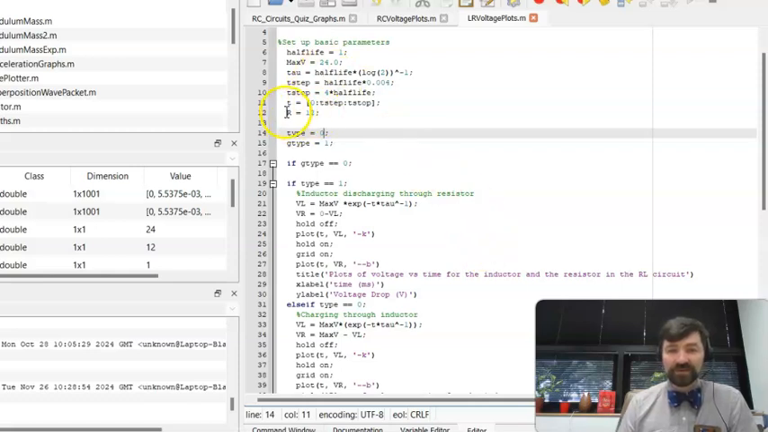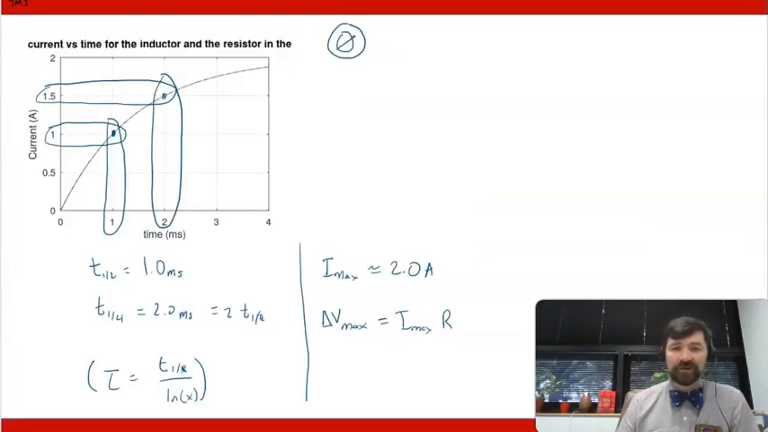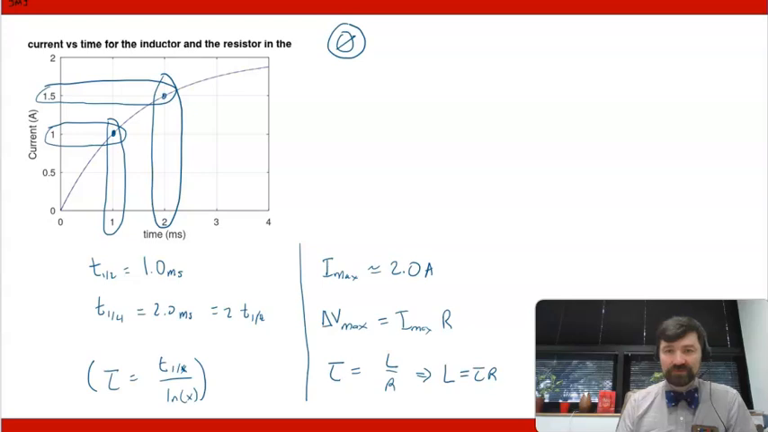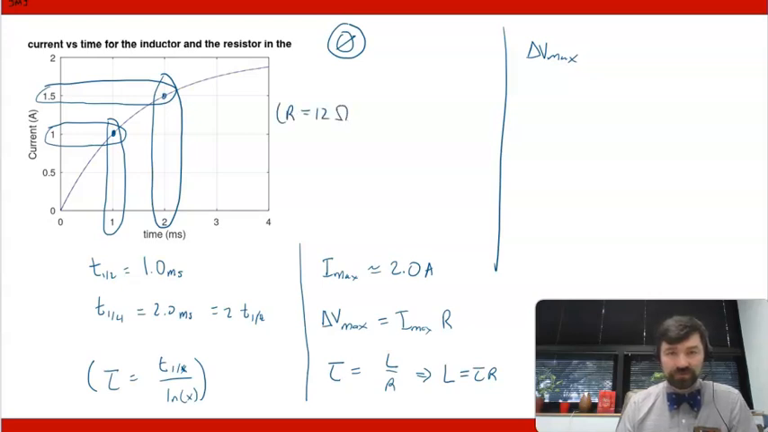Coming up here, as it turns out, in the code I give a value for the resistance rather than for the inductance. So how do you get the one from the other? Well, remember that tau is L over R. So if I know what the resistance is, then L will look like tau times R. What this basically means is, noting that R is 12 ohms, my delta V max is 2 amps times 12 ohms. That means my delta V max is 24 volts.